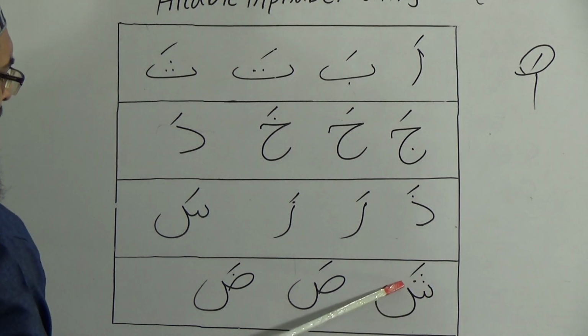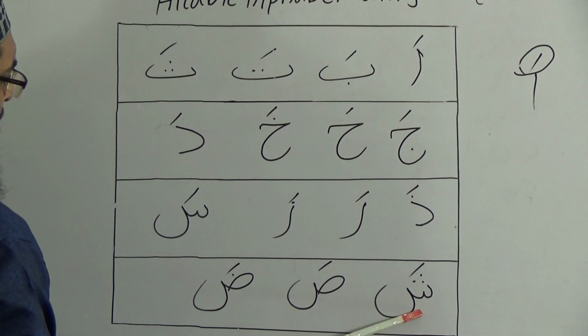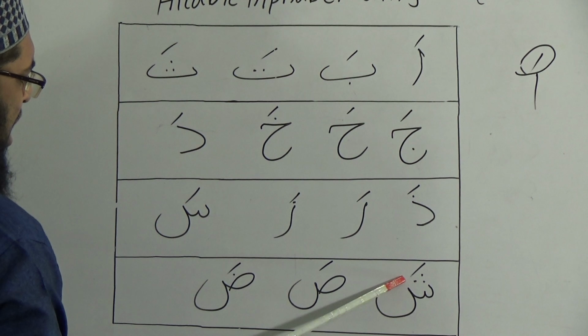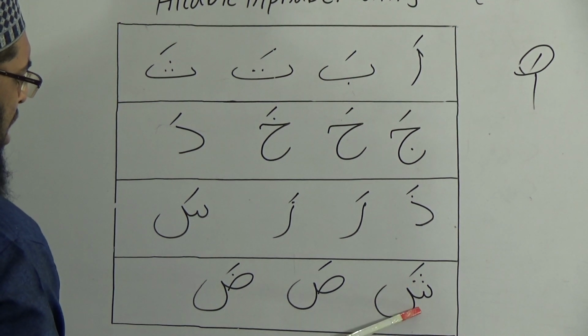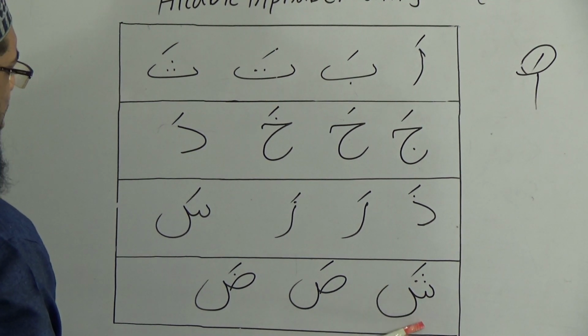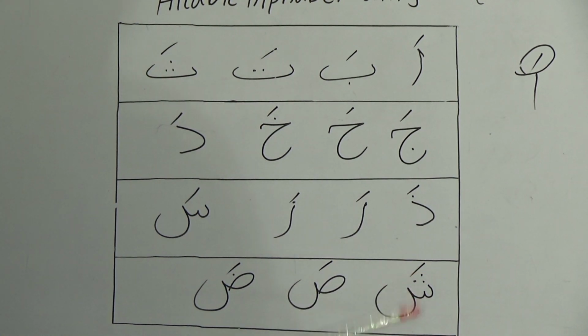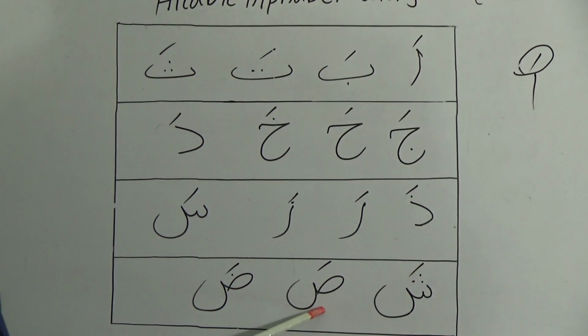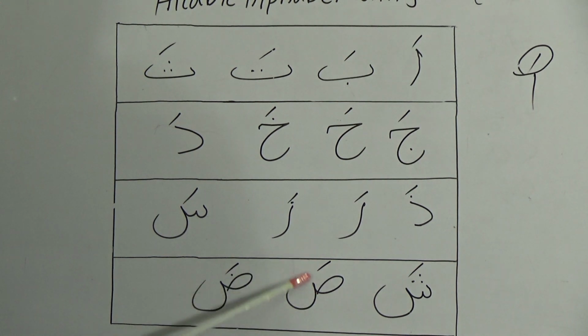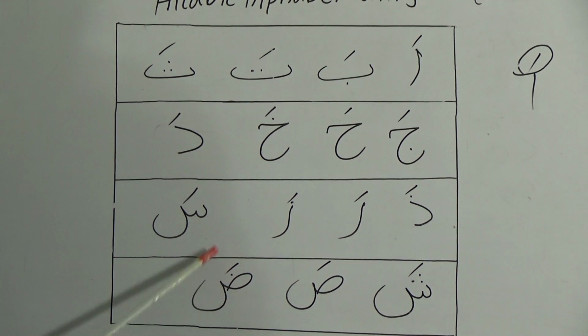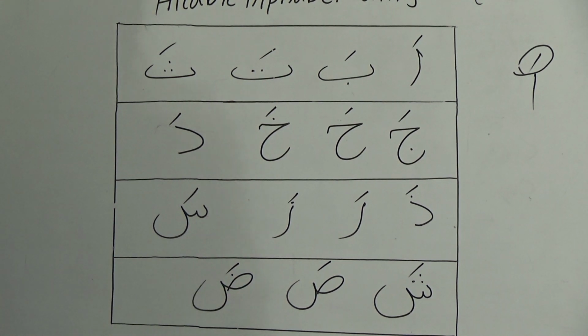Then this one is Shin, and Shin has 3 drops. Shin Jabar Sha, and this will be a dashing sound like that, Sha, Sha. Then Swad Jabar So. Then this one is Dot, Dot Jabar Do.